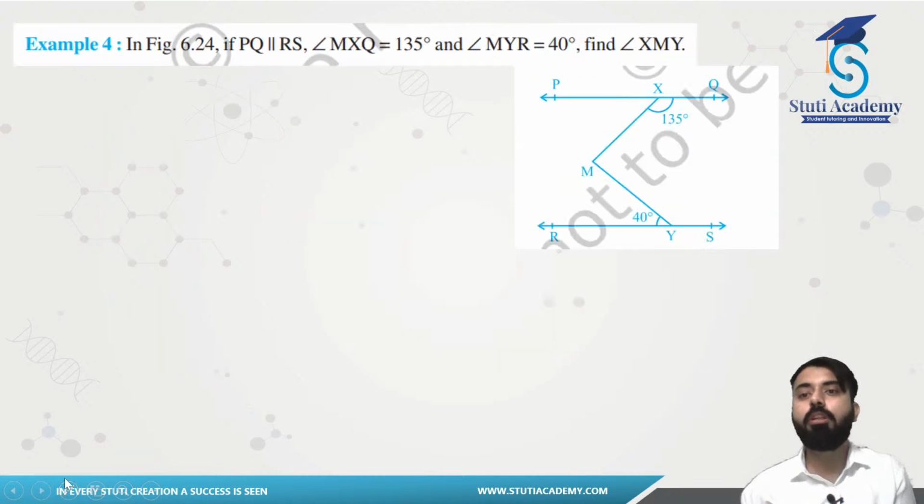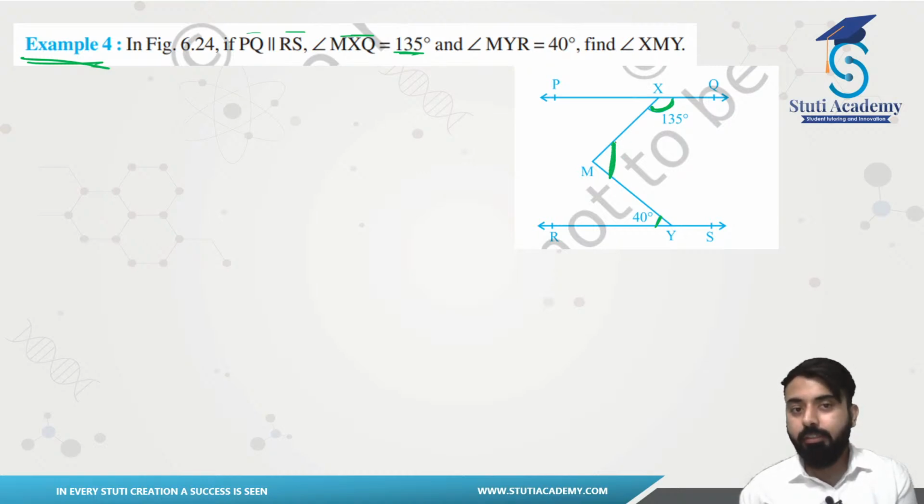Now let's move forward and see. We have this example with us, 6.24. If PQ and RS are parallel, angle MXQ is equal to 135 degrees, this angle is 135, and angle MYR is 40 degrees. So we have to find angle XMY, which is this one. And let's say if they had asked you to find the reflex of angle XMY, then we would have found this one. How would we be doing this one?